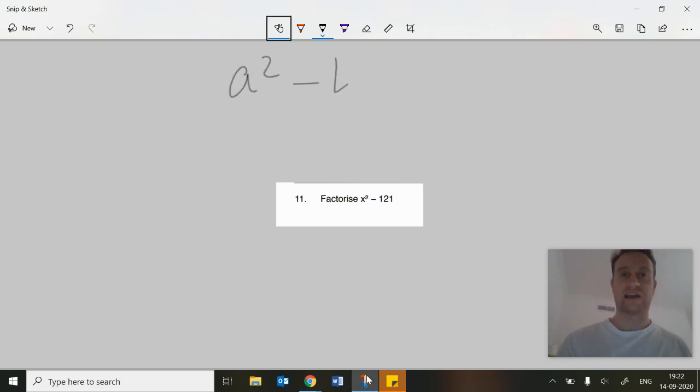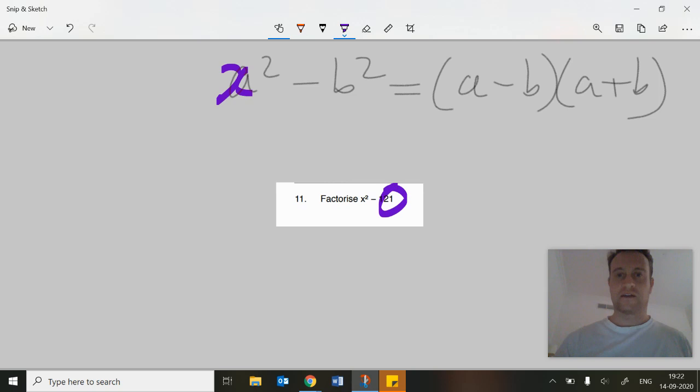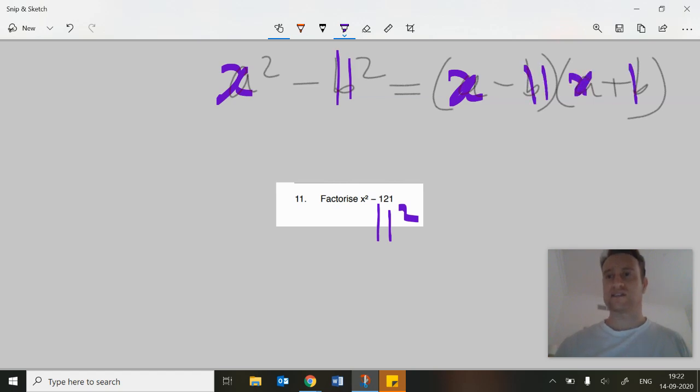So what was the format again? A squared minus b squared was a minus b and a plus b. It doesn't matter if you put the brackets either way round. So again, we substitute the x for the a there. 121 is the same as 11 squared, so I can put in x minus 11 and x plus 11. There we go, we are done.